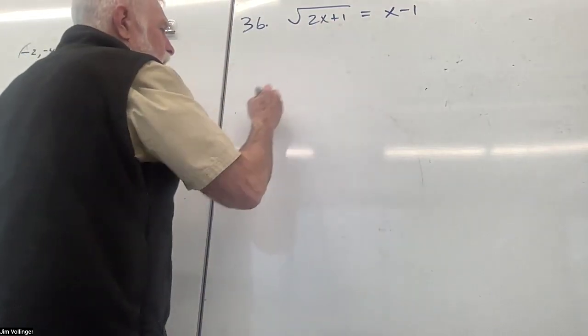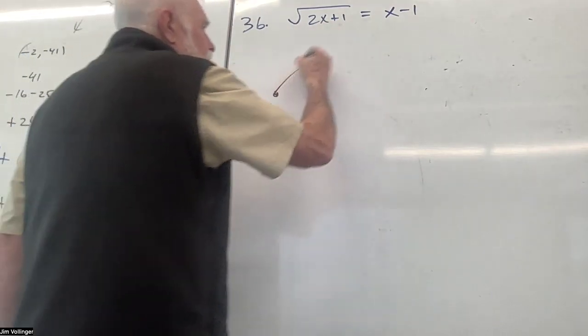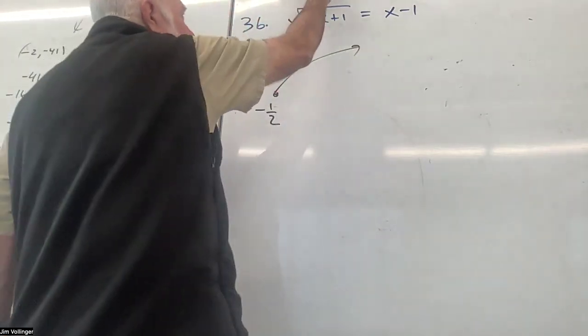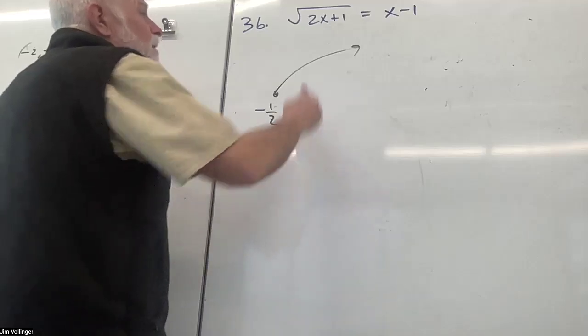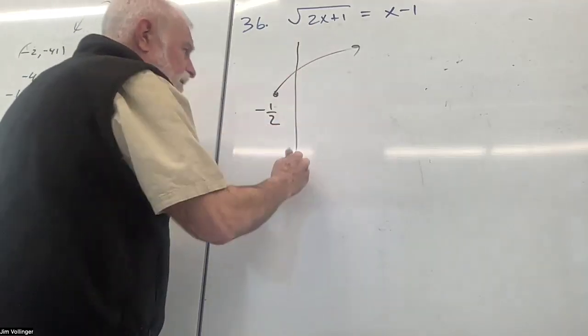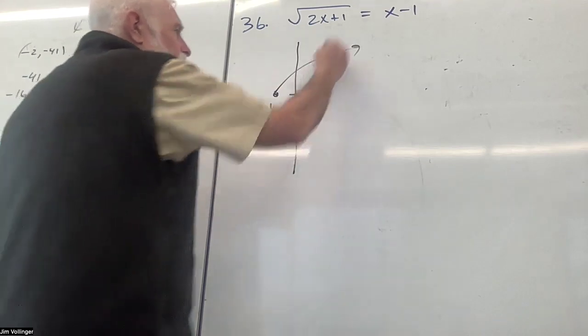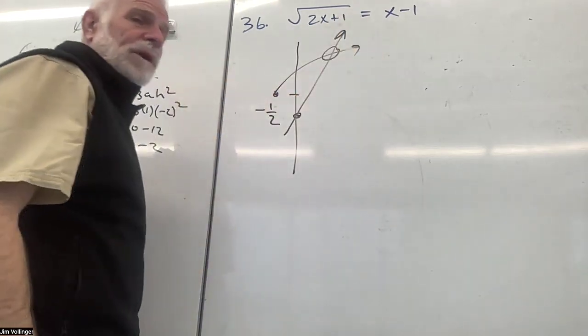2x plus 1 minus 1/2 is the critical number, and I'm going up twice as fast as I normally would with the square root of x. I'm going up twice as fast. So where's the y-axis? Pretty close to minus 1/2. That's where 0 is, and I'm at -1, and I'm going up. This is one that only has one answer.